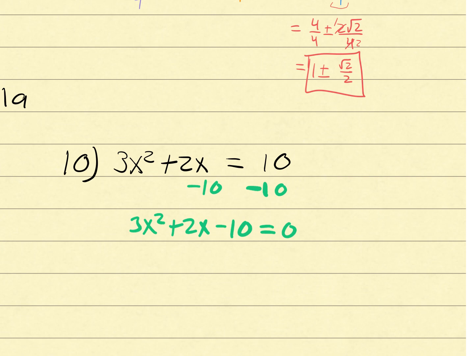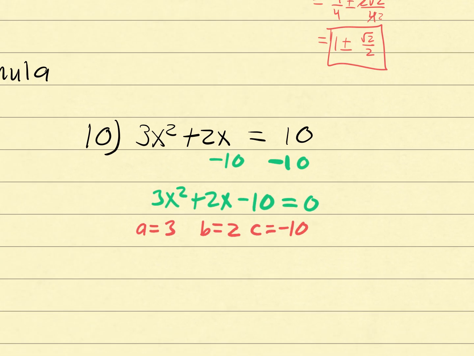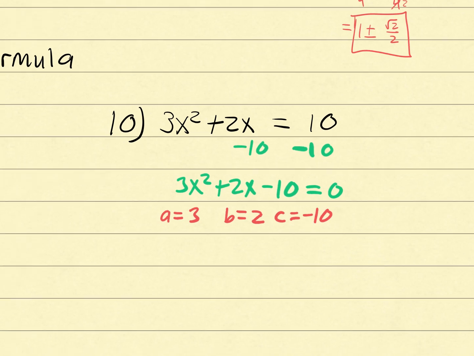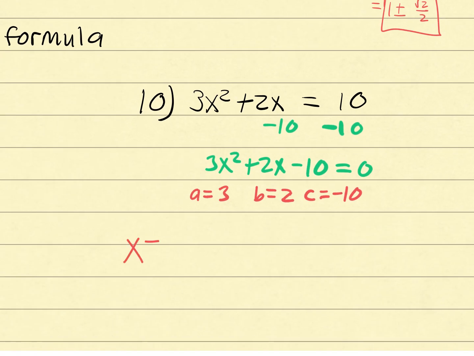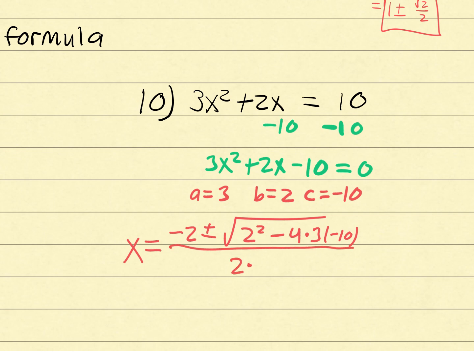Now we can label a, b, and c. What's a? 3. What's b? 2. And what's c? Negative 10. Very good. If you know a, b, and c, and you know the quadratic formula, this should be very easy. From here, you just want to plug it in. So x equals negative b, so negative 2, plus or minus the square root of 2 squared minus 4 times 3 times negative 10, all over 2 times 3.